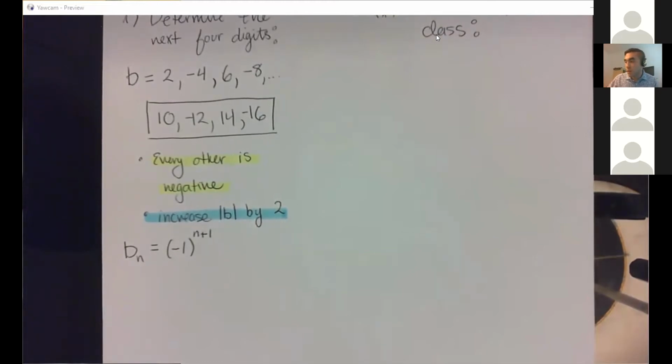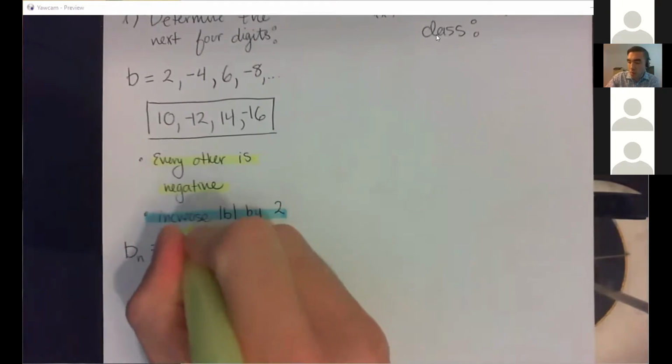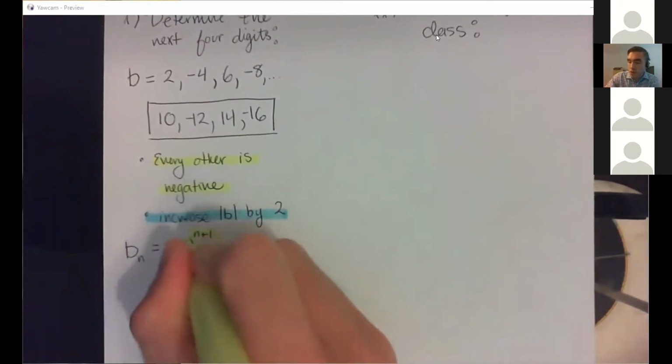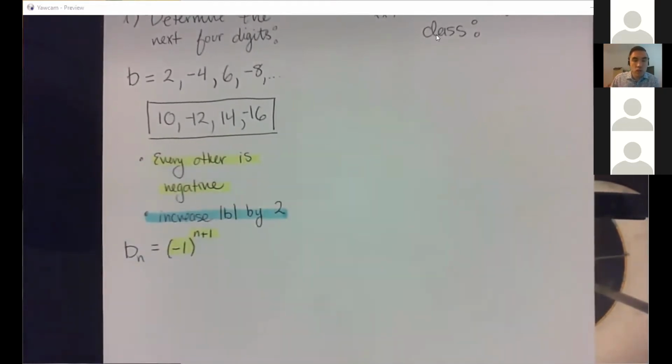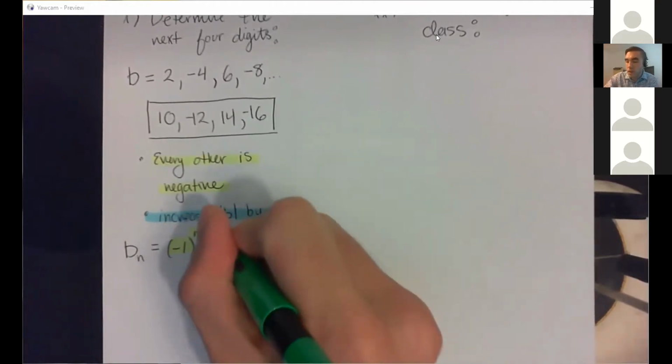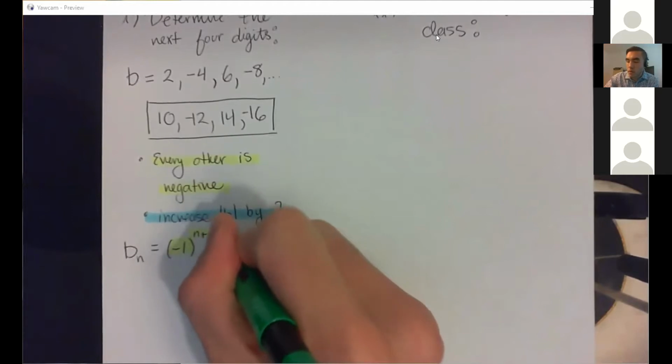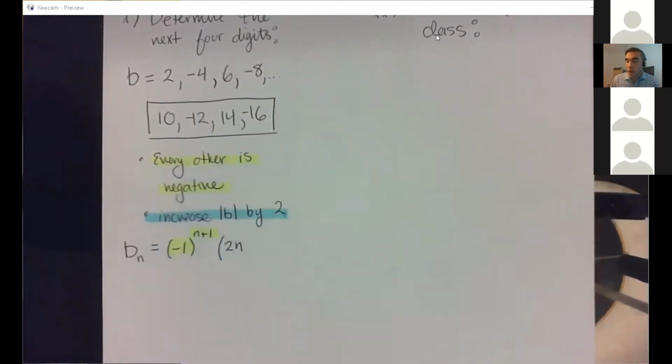The next part, and I'm just going to color code that as yellow. So that's what gives this thing the property that every other value is negative, -1 raised to an exponent. And then the second part is increasing by 2 each step. That part's a lot easier. That's just going to be 2n. So that every time I increase n by 1, it's going to increase our final value by 2.